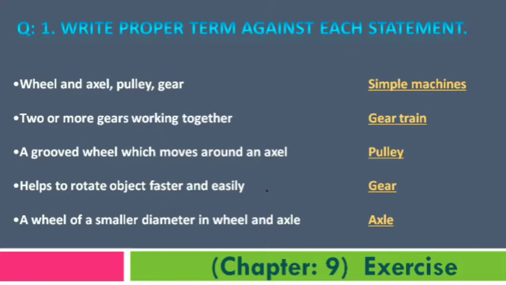Then we will have a wheel of a smaller diameter in wheel and axle. There is wheel and axle, and which is the smaller diameter? Wheel is the smaller diameter or axle? Definitely axle is the smaller diameter.